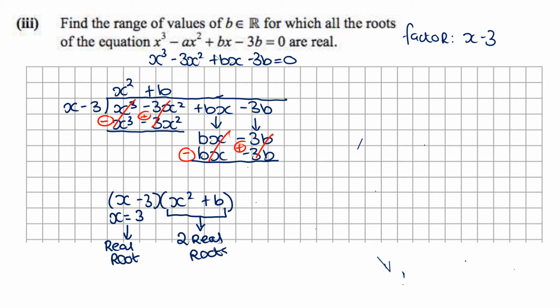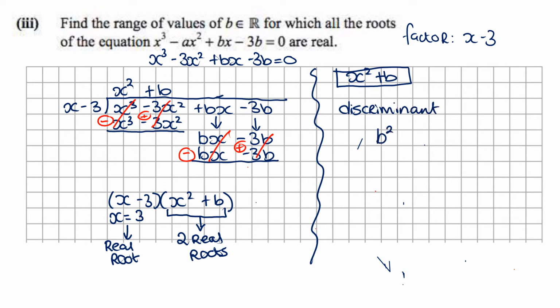Now, when I say that, in your head, there should be a little alarm going saying, oh, two real roots, I know something about that. And we do. We have a quadratic. Okay, it's not a quadratic trinomial, but it is a quadratic. And that's x squared plus b. And we can use the discriminant. So just a reminder, the discriminant, it's the part of the quadratic formula, b squared minus 4ac. It's the bit under the square root. And we know when that's greater than or equal to 0, we have real roots.